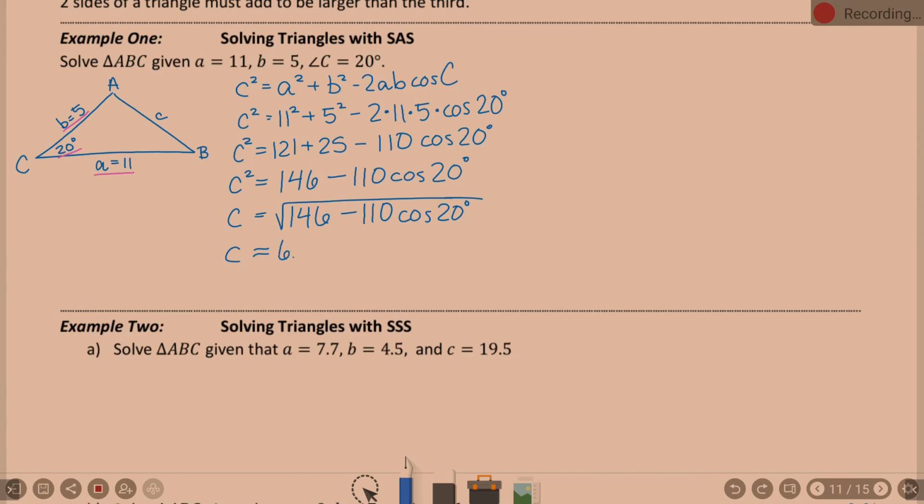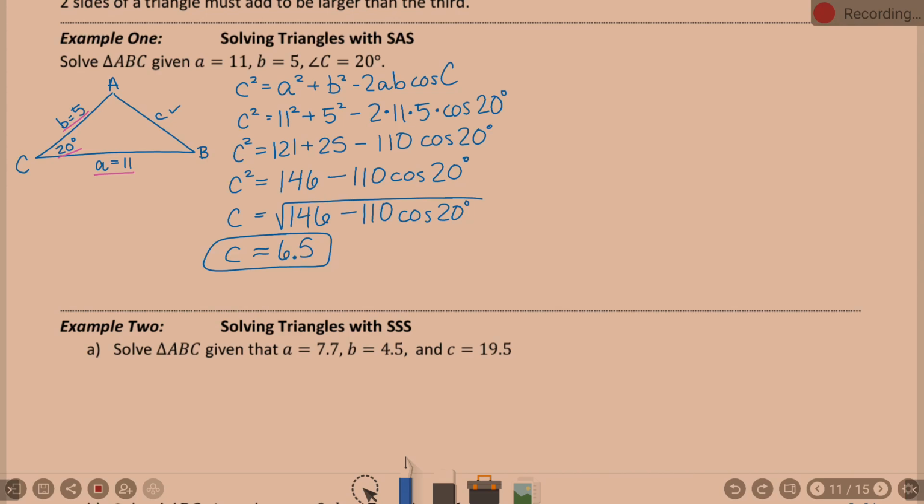6.5. And that is side C. Okay? So far, so good. Practice the calculators, know what you're doing here. More so important on the next piece, but this piece too. Okay. So what do we have left to find? We found C. We now need to find angles A and B. Okay. What do you want to find first?